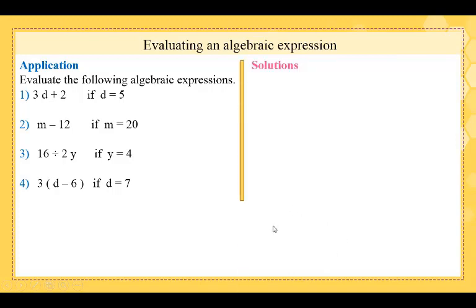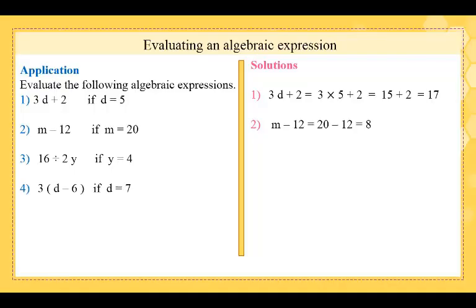My adorable students, bring your green pen now to start correcting your answers referring to the following solutions. Number 1, 3d plus 2. Substitute d by 5. You will get 3 times 5 plus 2. 3 times 5 is 15, plus 2 equals 17. Number 2, m minus 12. Substitute m by 20. So you will get 20 minus 12 equals 8.